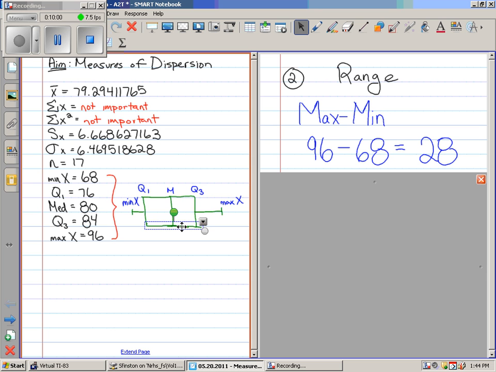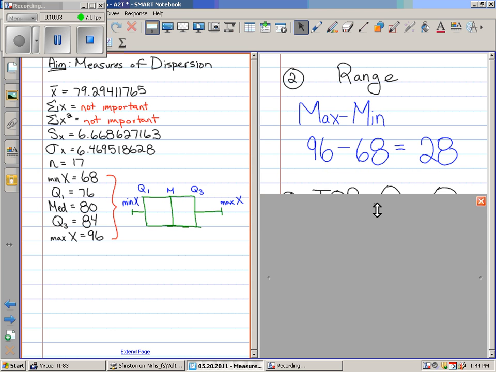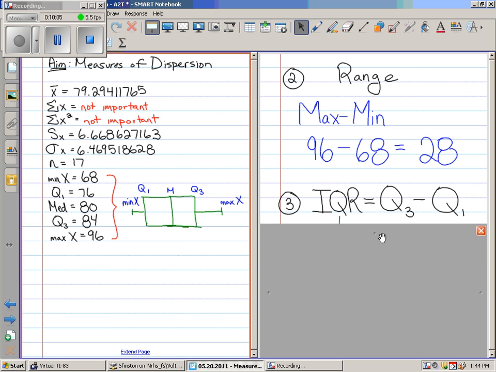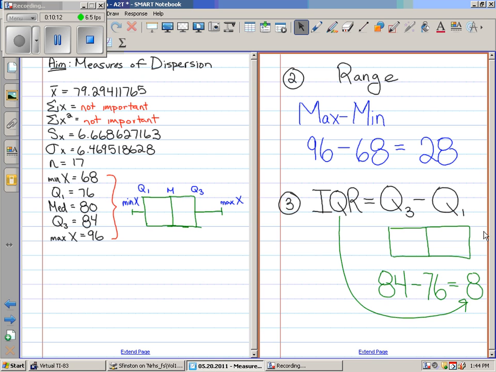That's this total size. And then they ask you about something called the interquartile range. The interquartile range is the size of the box itself. It's where the middle 50% of the data exists.